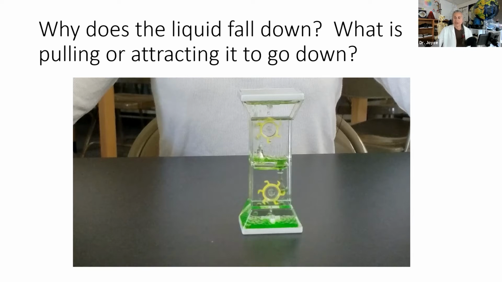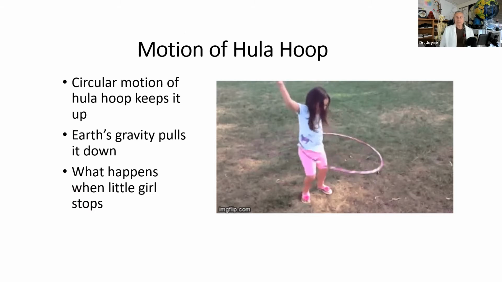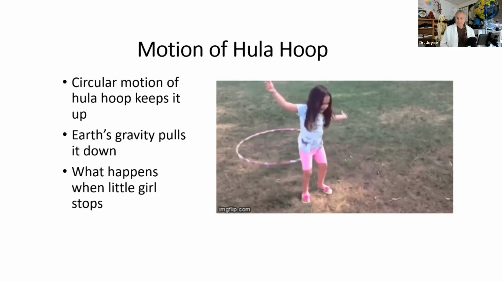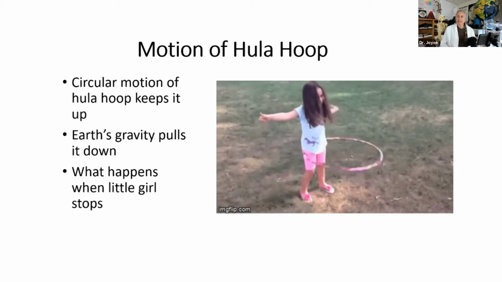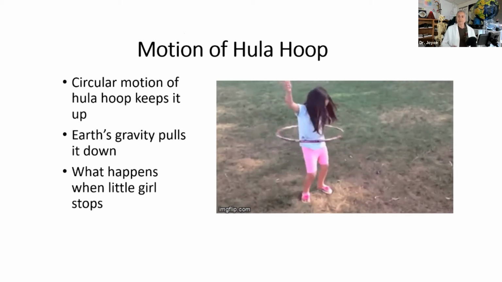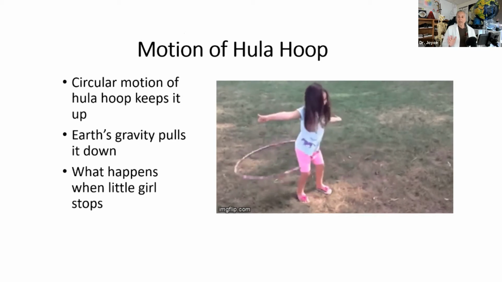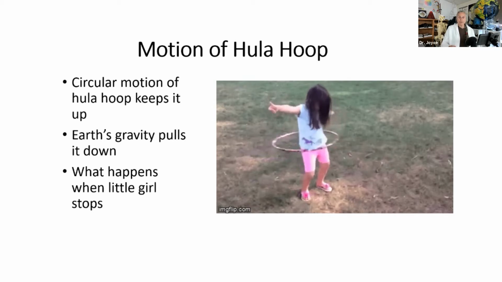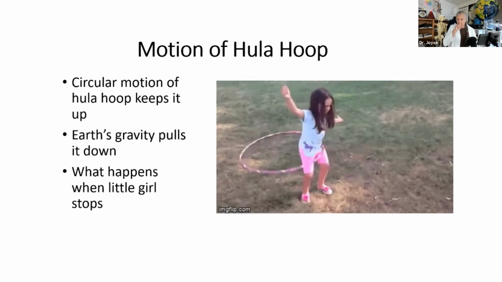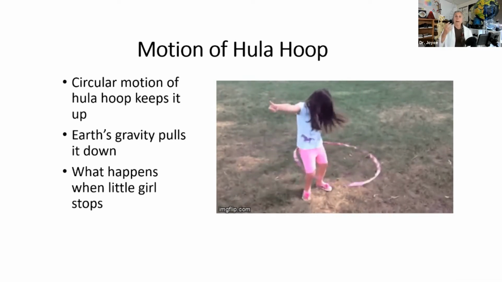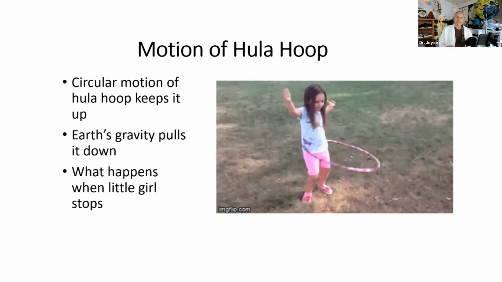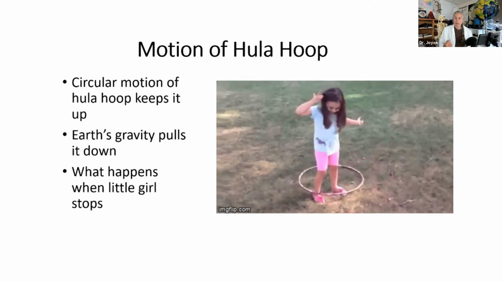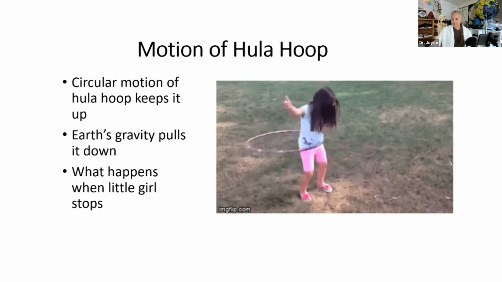So gravity works on everything. Now, some of you know how to do hula hoops. Some of you don't. Now, notice this young girl, she's able to use her hips to move it around just right. But when she stops, what happens? It falls down. What's pulling it down? The force of gravity. So she's countering gravity by motion. And motion is almost like what we call anti-gravity. Motion can prevent gravity from taking hold, but once you stop, gravity takes over.